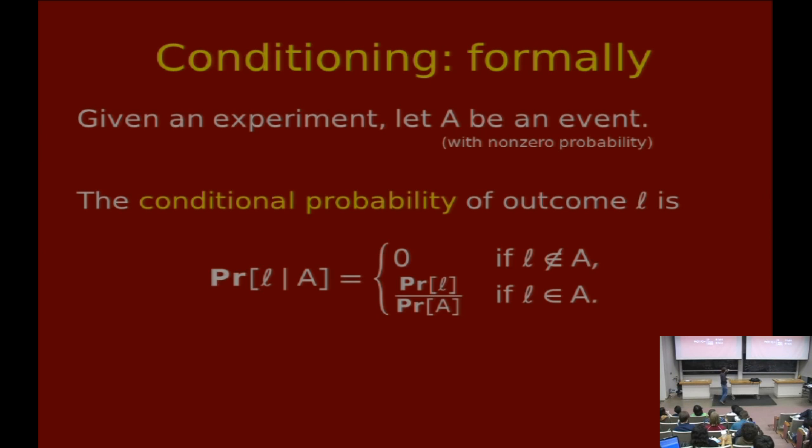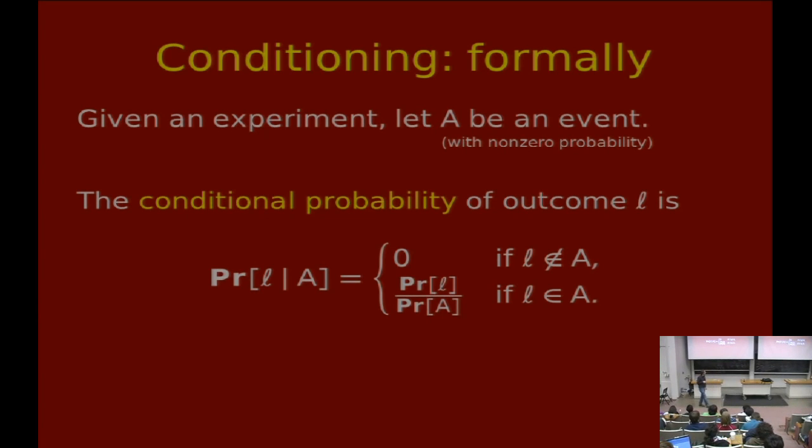Here we'll give you a formal definition. Let's say you have an experiment, which is like a block of randomized code, and you have some event A, any event A, that you're going to condition on. And it should be a non-zero probability event if you're a super math nerd, to be careful. Then we define the conditional probability of an outcome L to be 0 if L is not in the event A. Otherwise, it's the original probability divided by the probability of the event. Does that definition make sense? Somewhat?